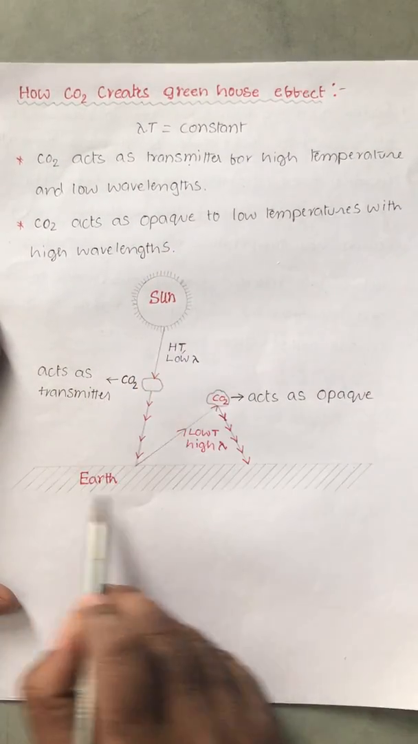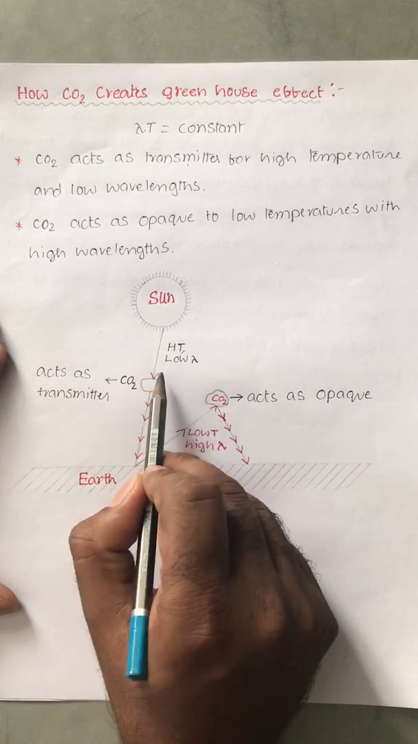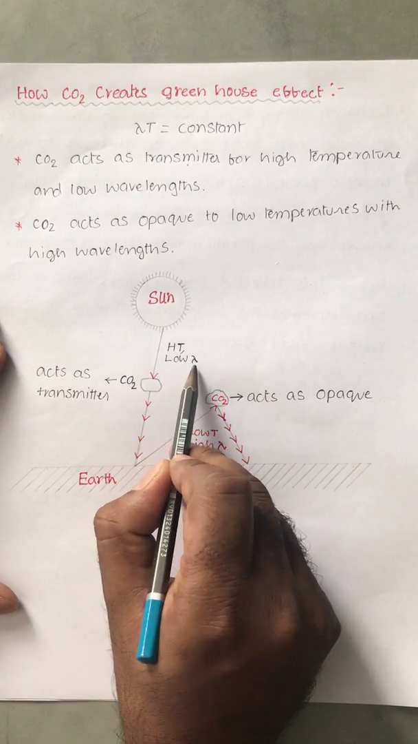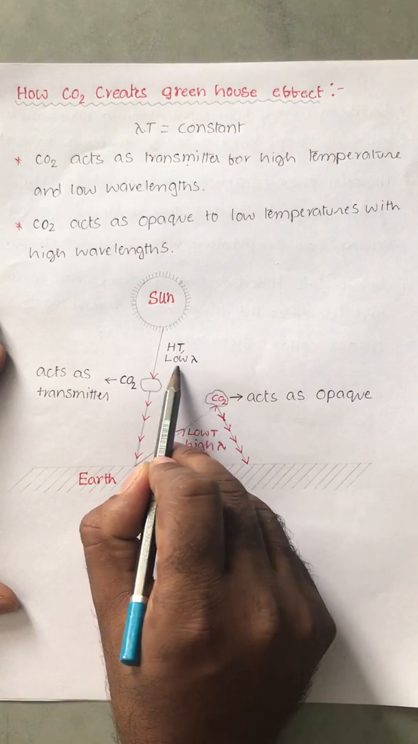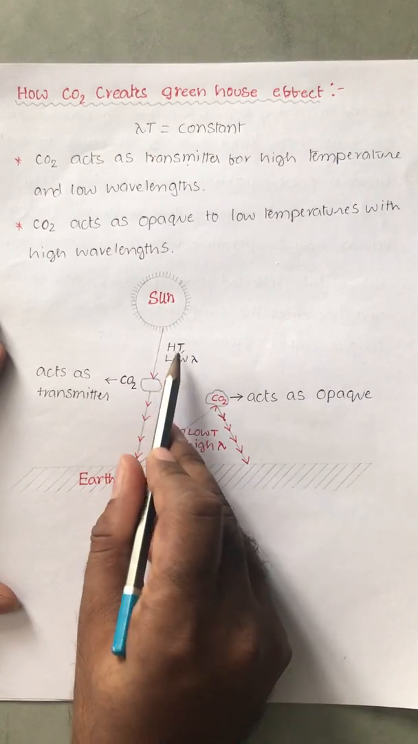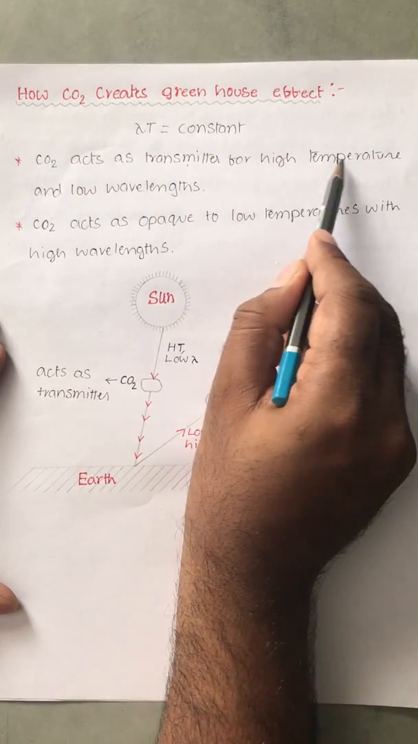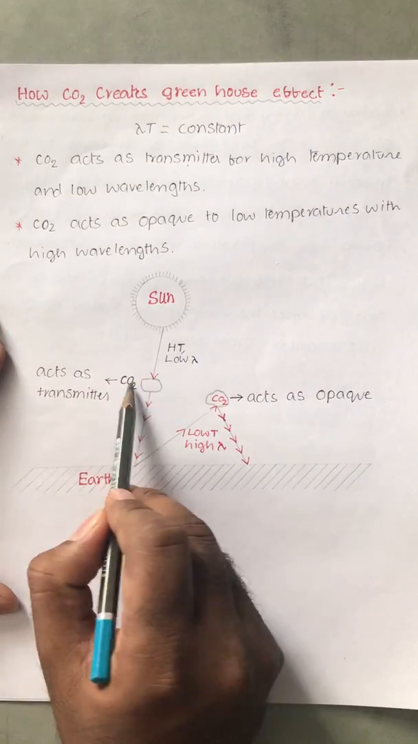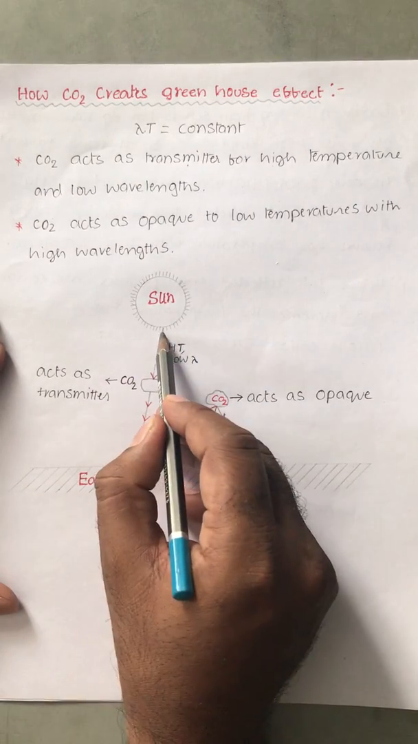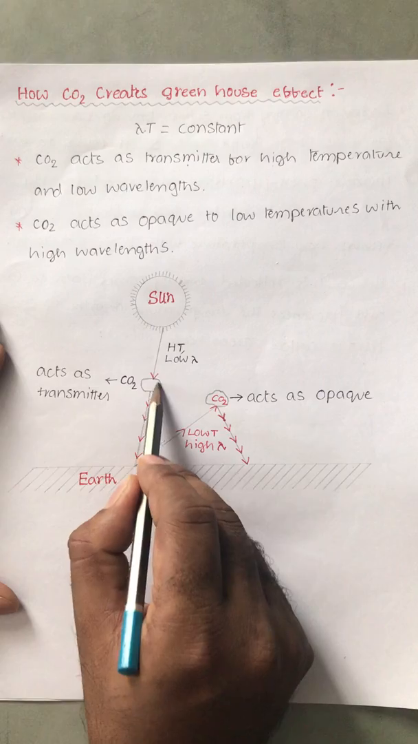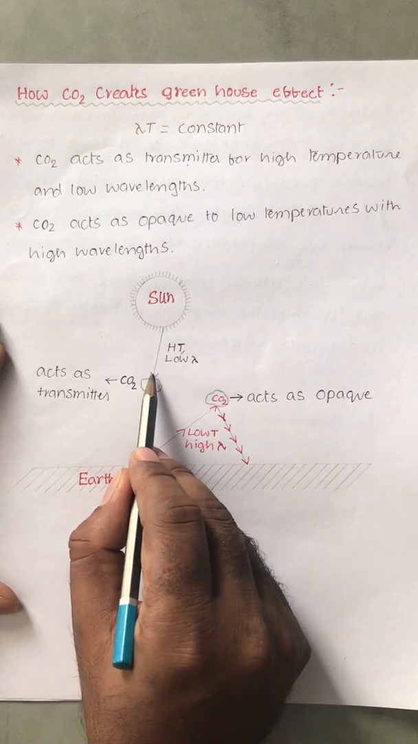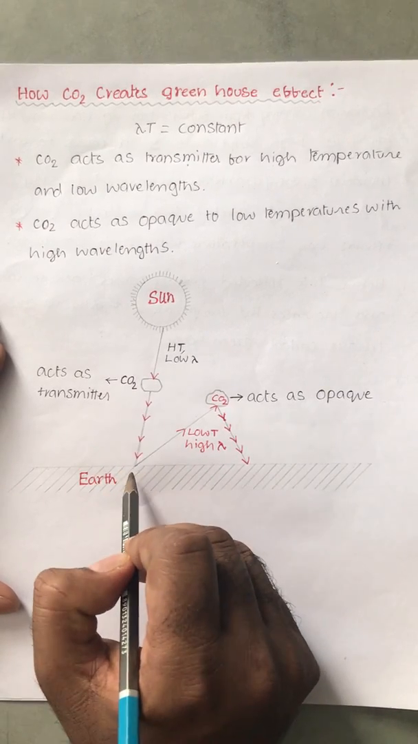See, this is the sun. This is the earth. From the sun, the temperature is very high, high temperature with low wavelength. So the temperature is high, the wavelength is low, so CO2 acts as a transmitter. This radiation is allowed. That means this is the CO2, and now CO2 is allowing this radiation to the earth.